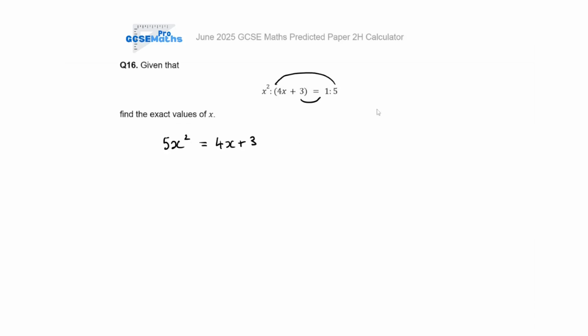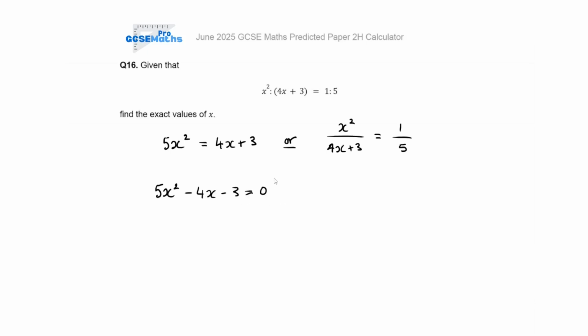The other way to set it up is when you divide them. So for example, x squared over the 4x plus 3 would be the same as 1 over 5. And then you can see if you were to cross multiply, you get the same thing. So whichever way you want to start this, just memorize one of those methods for creating an equation. And then from here, you can forget about the ratio. It's just solving equations. So because it's a quadratic, I'm going to keep x squared positive, which means I'm going to move the 4x and the 3 to the left. So that'd be 5x squared minus 4x minus 3 is equal to 0.